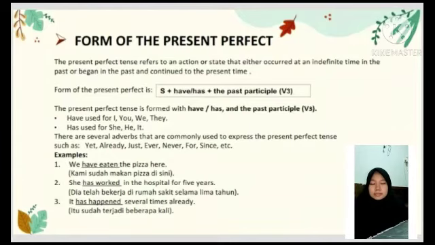For example, the first, we have eaten the pizza here. We, as subject, have as auxiliary, and eaten as verb 3. Kami sudah makan pizza di sini. The second, she has worked in the hospital for 5 years. Dia telah bekerja di rumah sakit selama 5 tahun. She, as subject, has as auxiliary, worked as verb 3. And the third, it has happened several times already. It as subject, has as auxiliary, and happened as verb 3.